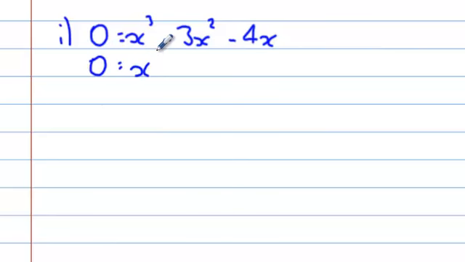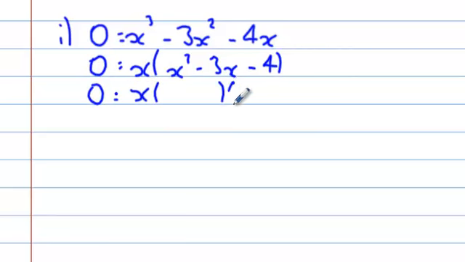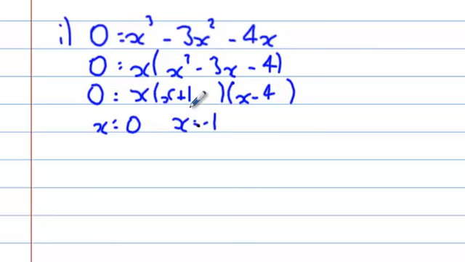So we'll take an x out and that will leave us a quadratic of x squared minus 3x minus 4, and I can see that that will factorise into 2 brackets of x plus 1 and x minus 4, which gives me the x values of x is 0 for this one, x is negative 1 for this bracket, x is 4 for that bracket.